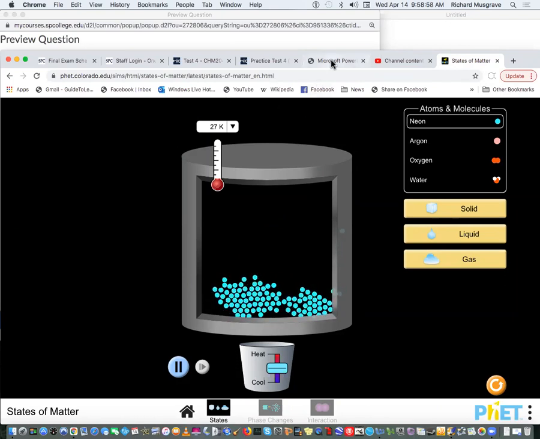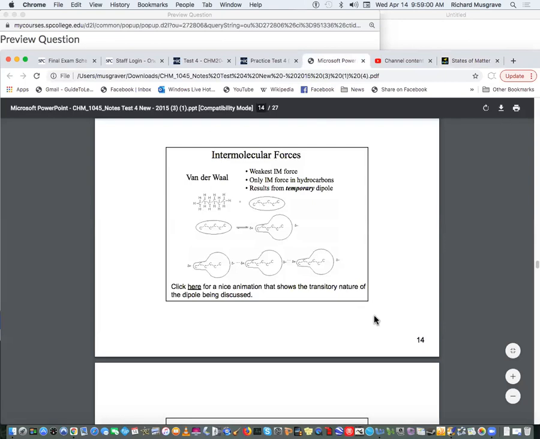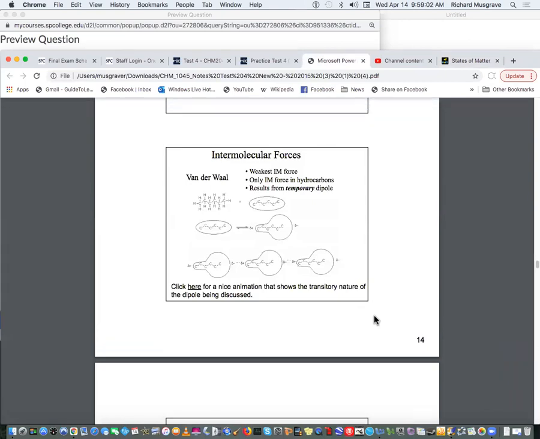Now, as such, these attractive forces have differences in their strengths. The first one we're talking about is called van der Waals. This is the weakest intermolecular force. And this is the only intermolecular force we see in hydrocarbons. So what are hydrocarbons? Well, it won't surprise you to learn that hydrocarbons are compounds that contain hydrogen and carbon.